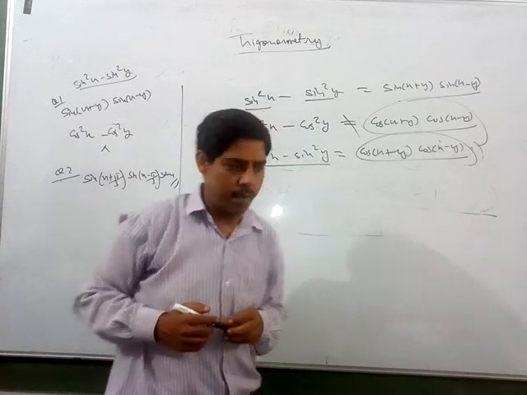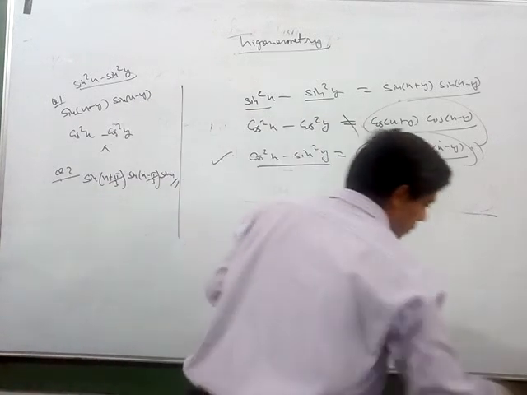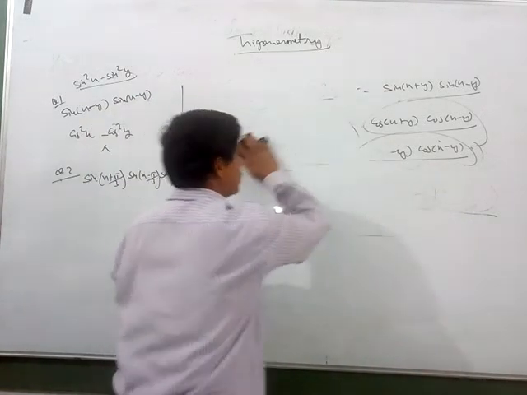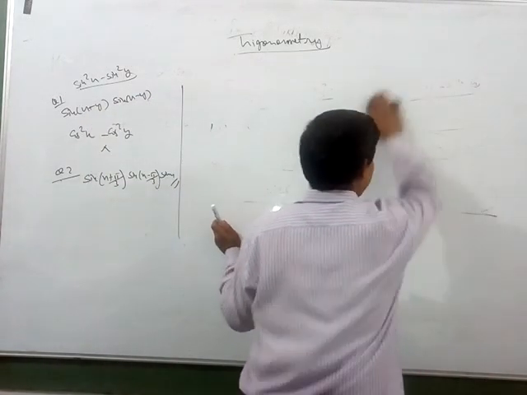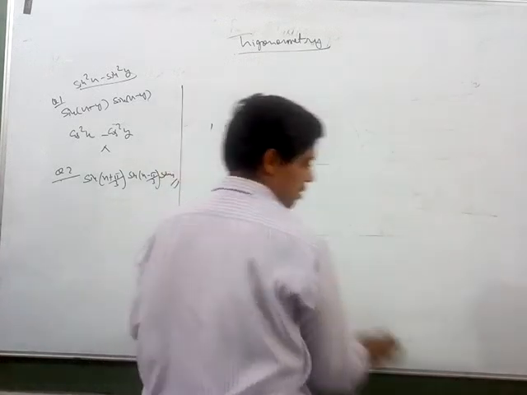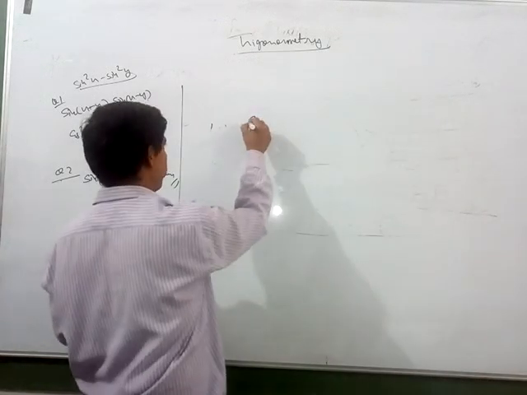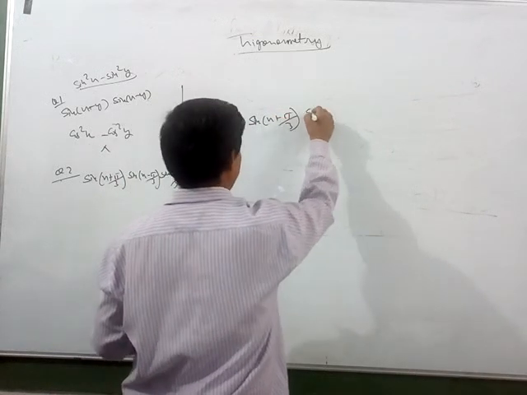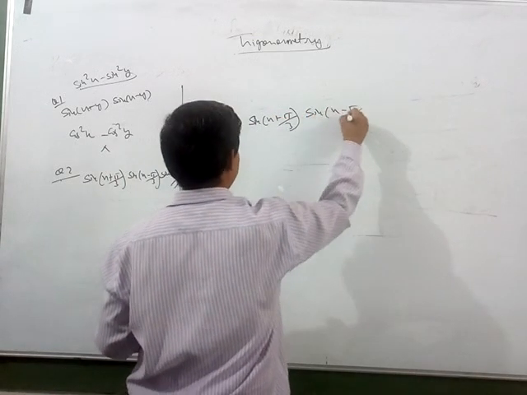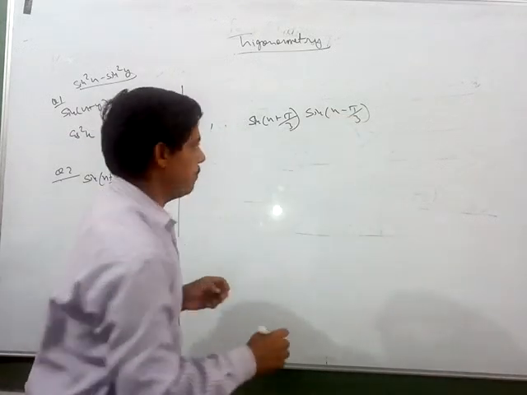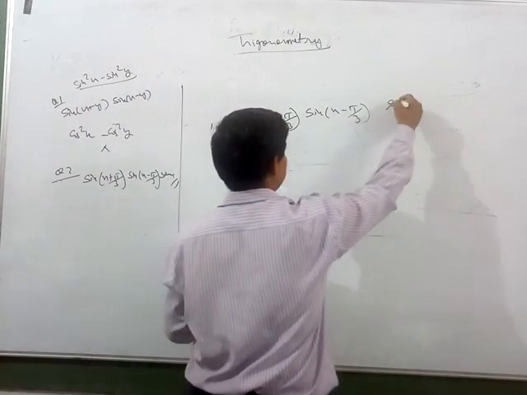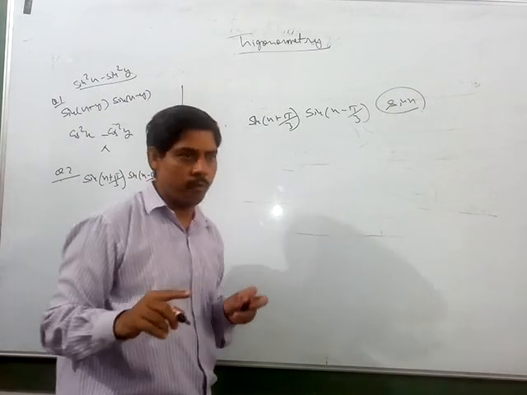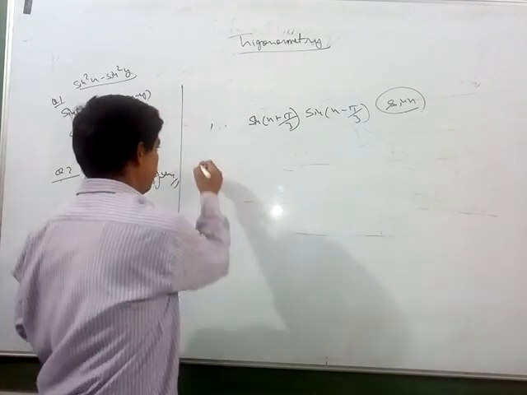Now, another question of the assignment where students have not been able to solve is this question, which I am telling you now. The question is sin x sin(x plus pi by 3) sin(x minus pi by 3) equals minus sin 3x upon 4. So one other student has solved it.